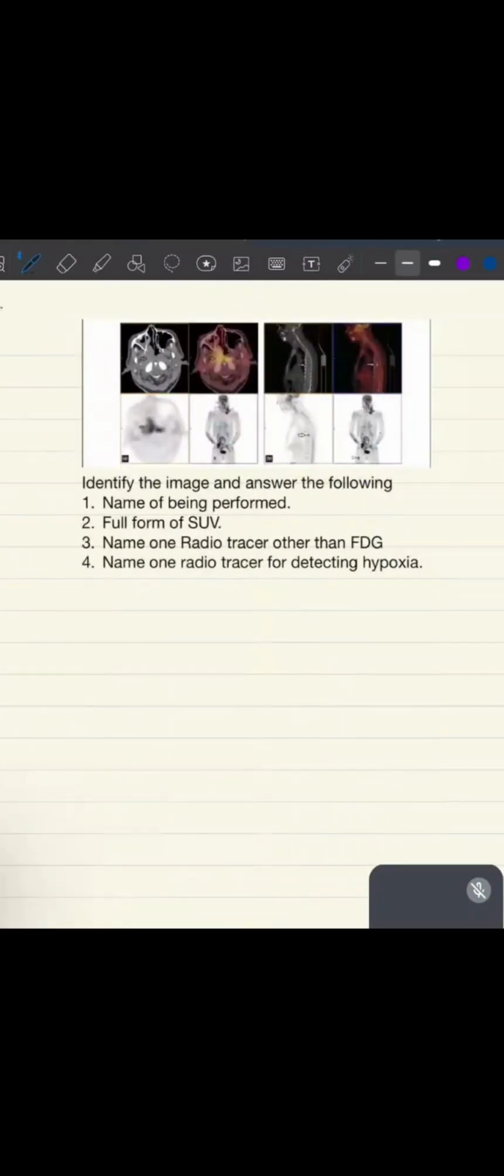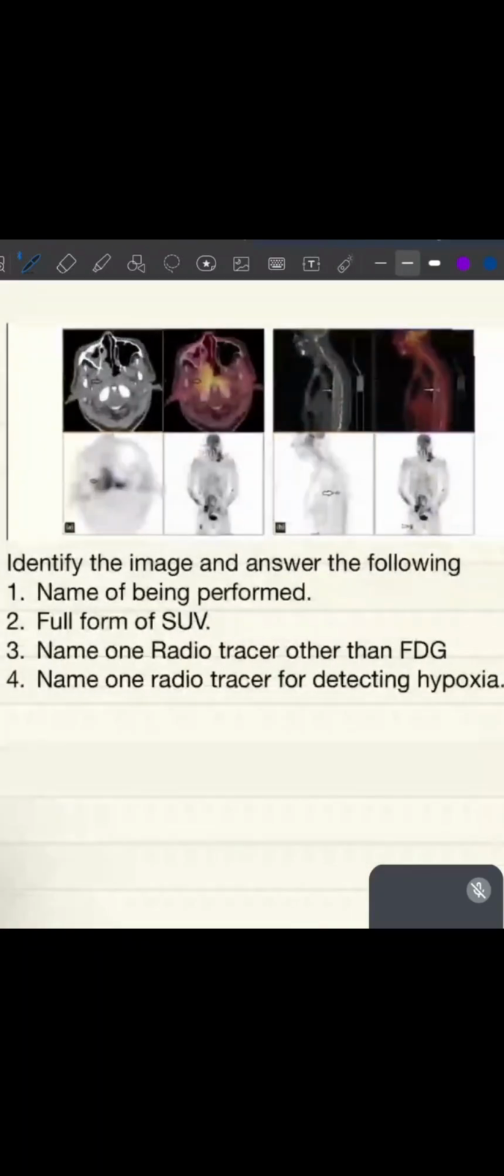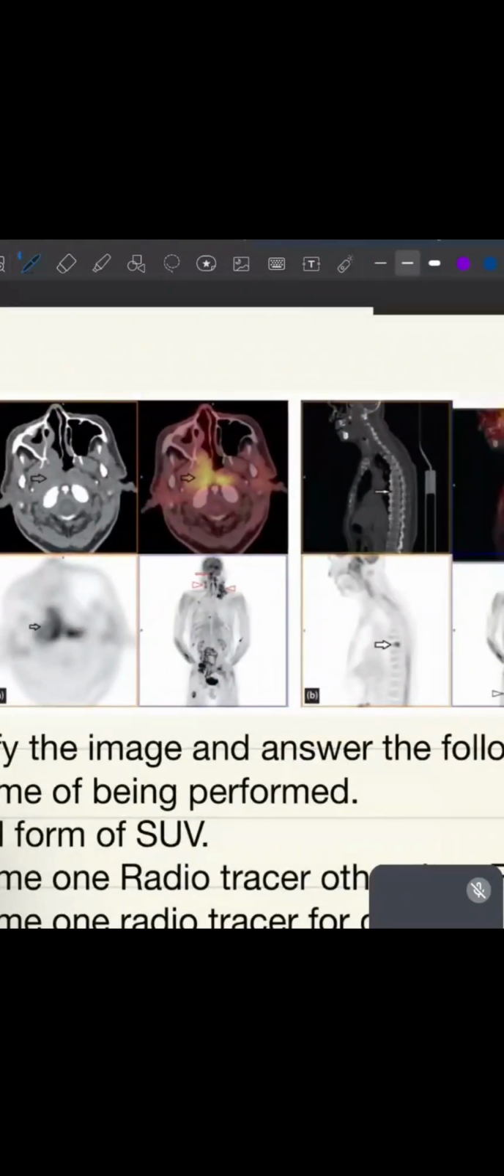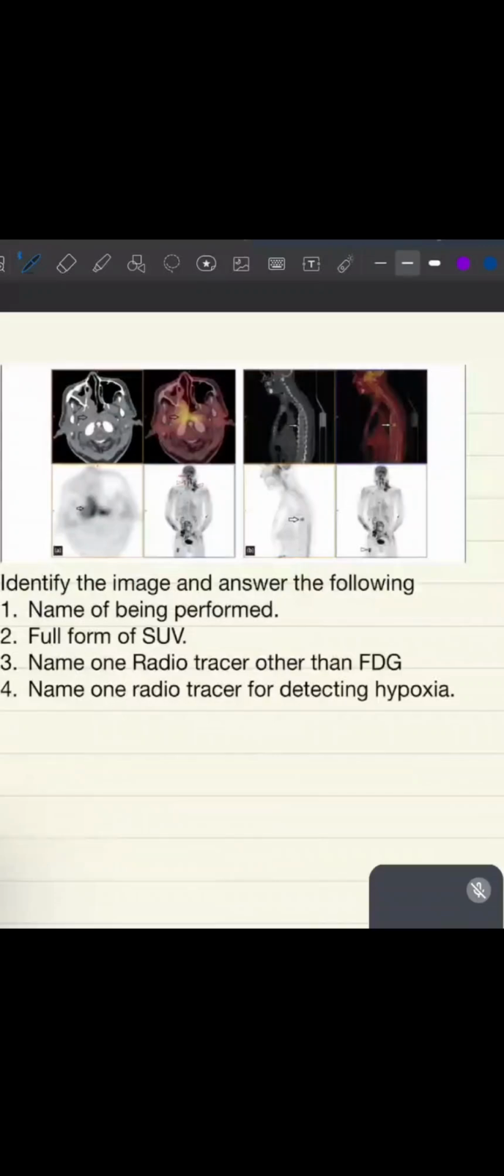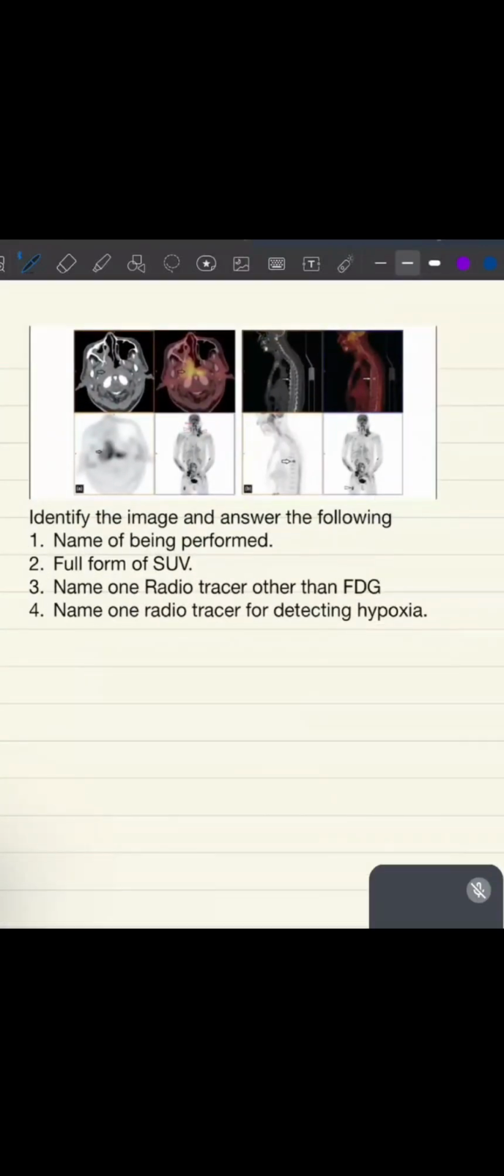Now we have the 10th question. Now identify the image which is being given. So can somebody help me? Try. Easy one. PET scan, sir? PET scan, doctor. Absolutely correct. Okay, this is a PET scan.